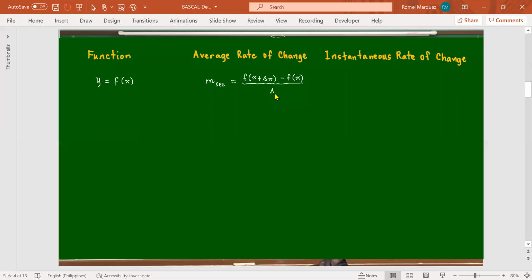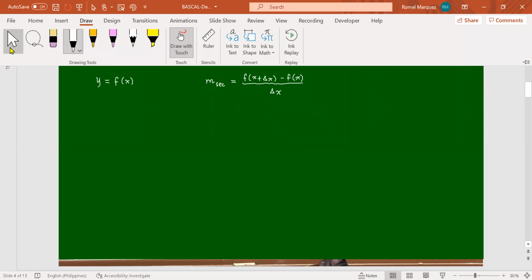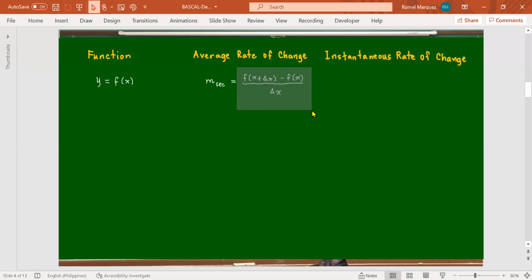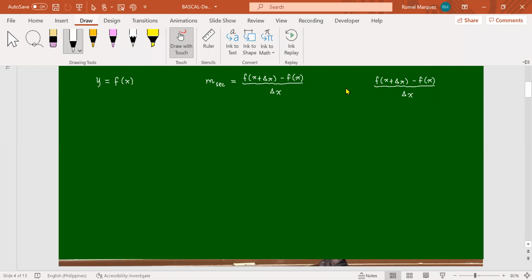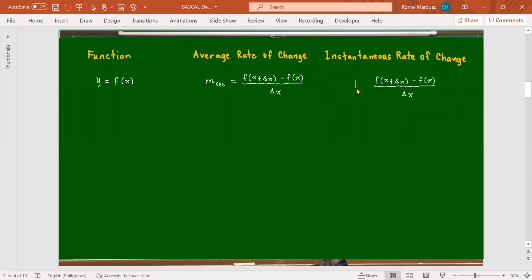delta x. What about the slope, guys? M sub t. So the slope is given by the limit, no? Limit as delta x approaches 0. Slope ng tangent line is equal to this. And this is the instantaneous rate of change of y with respect to x, right?